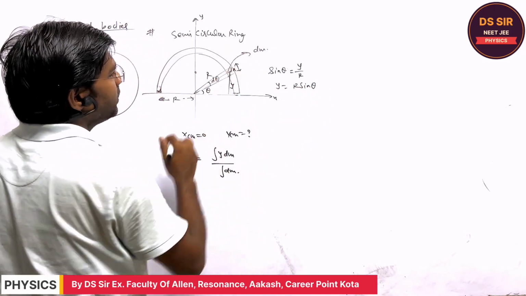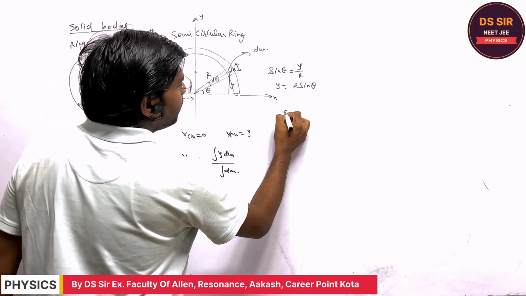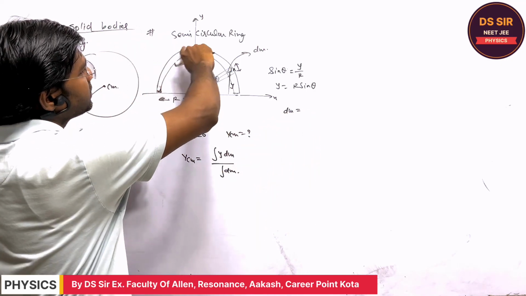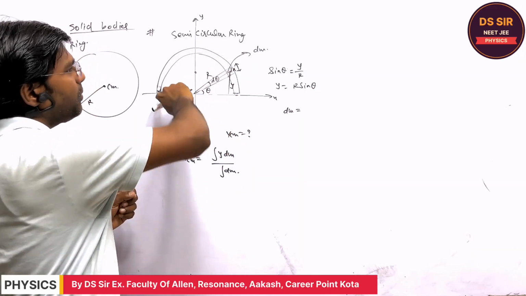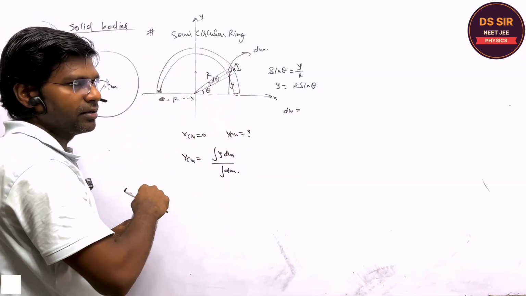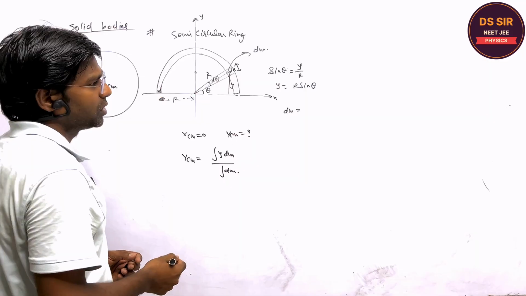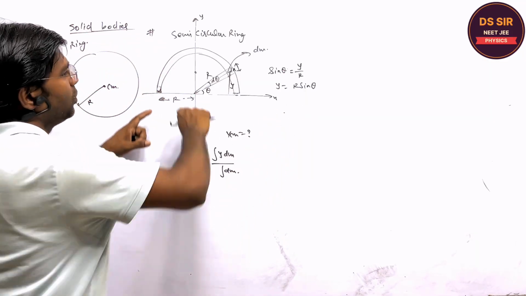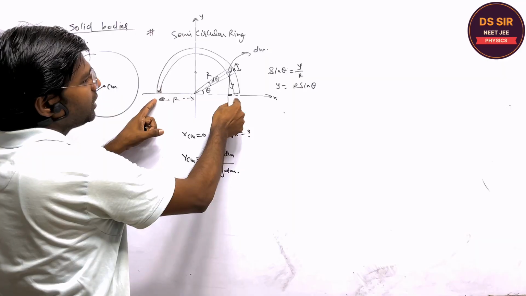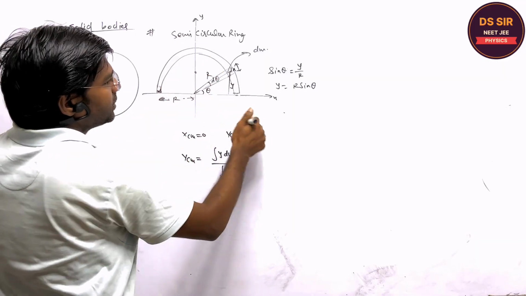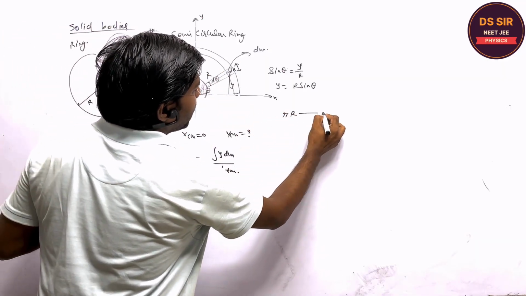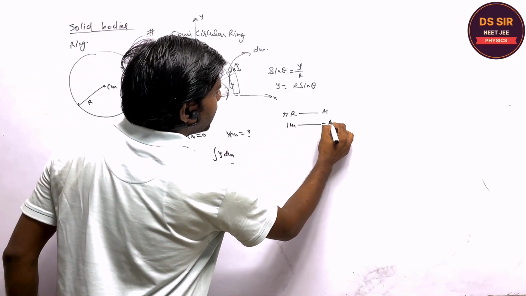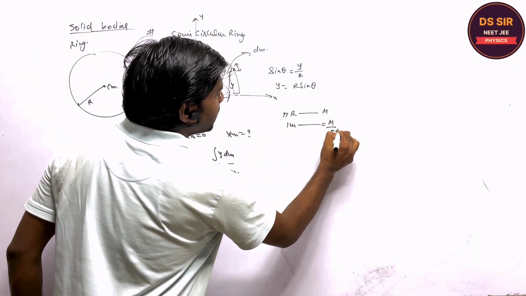And what is the value of dm? Can you tell? Yes, I can tell. This is a circular ring and the mass is distributed over the line, so this is a linear mass distribution. How to find the dm? Using the unitary method. What is the total length of this? Say pi r. For pi r length the mass is m, so for 1 meter the mass is m by pi r. Is it clear or not?